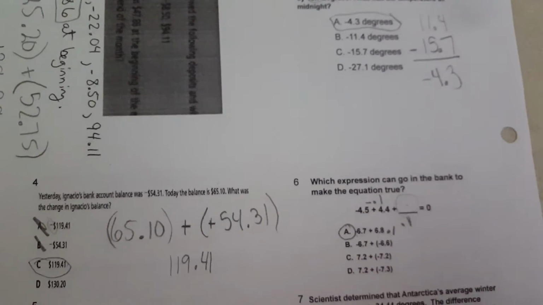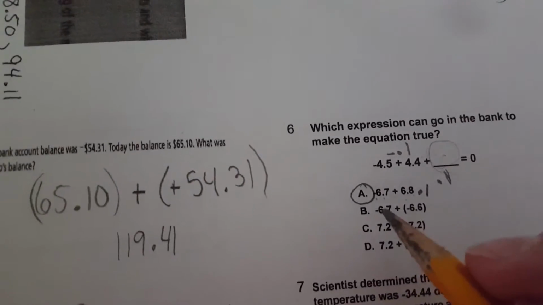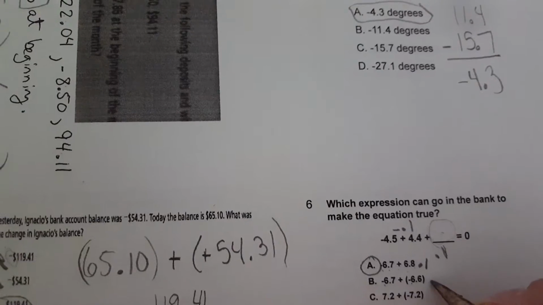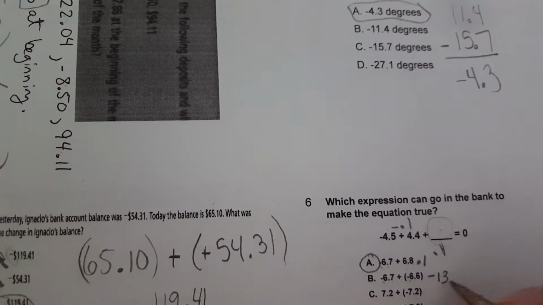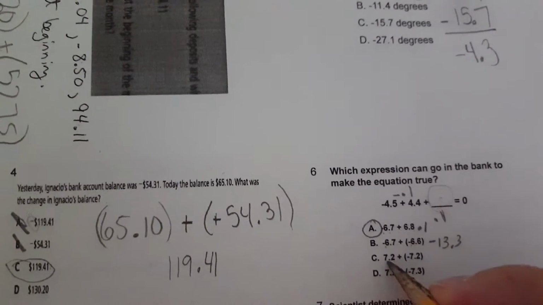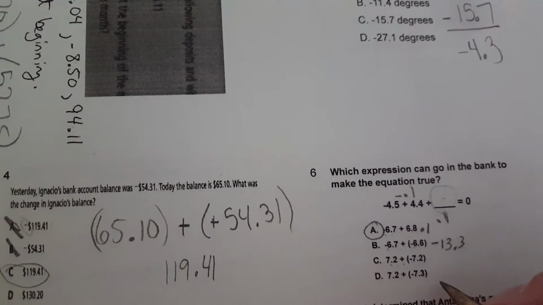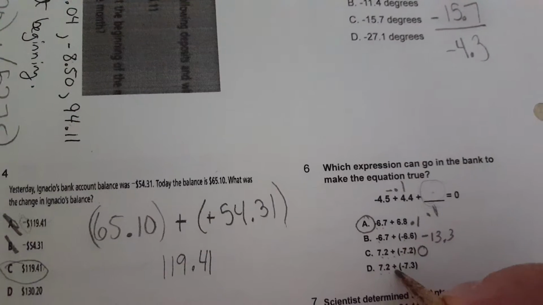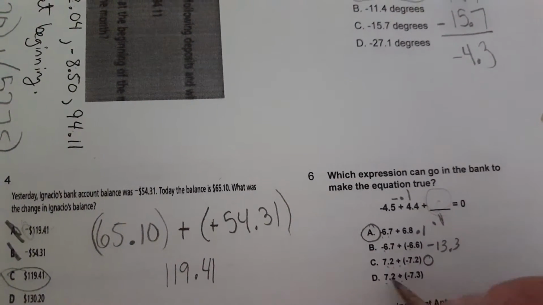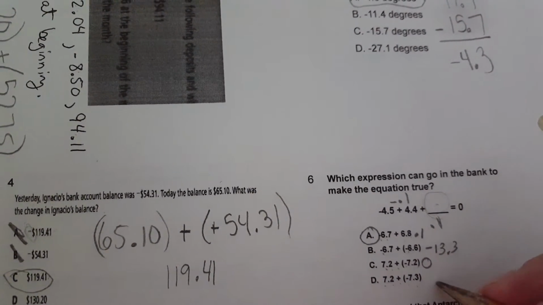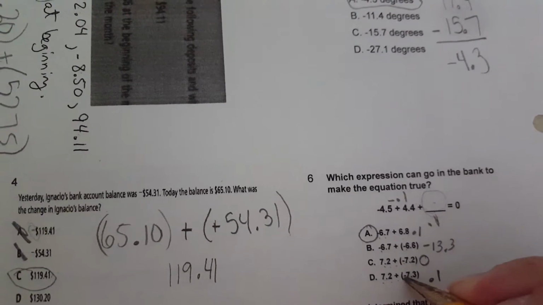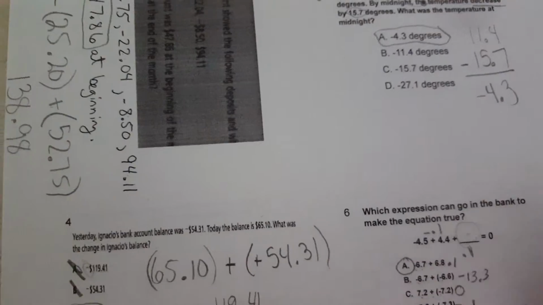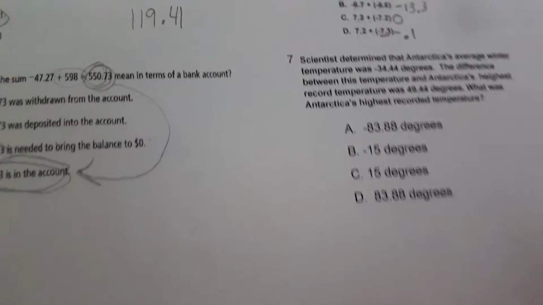But let's do the other ones for fun. Negative 6.7 plus negative 6.6. Same signs, add and keep, so we get negative 13.3. 7.2 plus negative 7.2. Those are opposites, so they equal 0. 7.2 plus negative 7.3. Different signs subtract. Take the sign of the larger. So the only one that's a positive 0.1 is choice A.